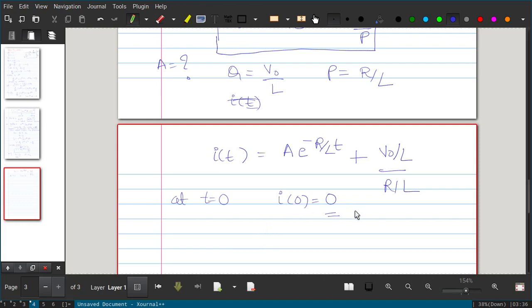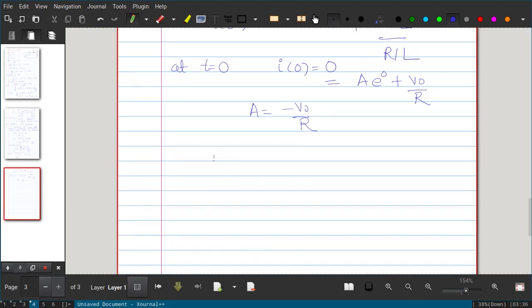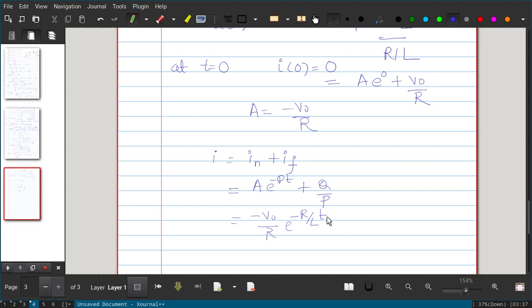So I of 0, that is 0, equals A e power 0 plus V naught by R. So A is minus V naught by R. Now we can write the complete response, I of n plus I of f, natural and forced. Natural response is A into e power minus pt, so it is V naught by R e power minus R by L t, plus Q by P, that is V naught by R. Together we can write V naught by R into 1 minus e power minus R by L t. So this is the complete response.